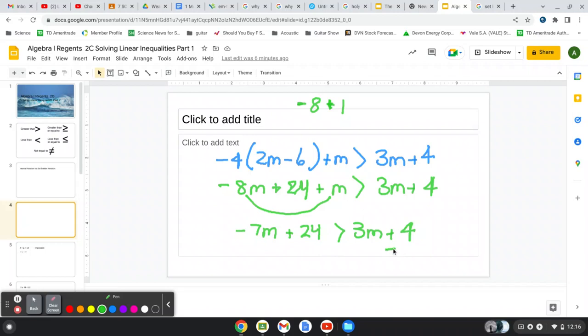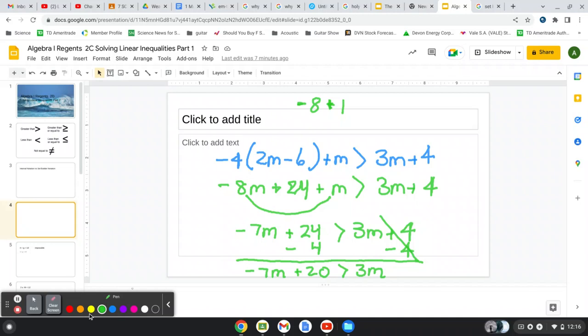So let's get rid of the 4. Usually I always get rid of the smaller numbers, but it doesn't matter. Whatever you do to one side, do to the other. Right? And you can make the 4s any way you want. So over here I made the 4 like that, but I made the 4 different over there. It doesn't matter, right? So I have a negative 7m plus 20 is greater than 3m.